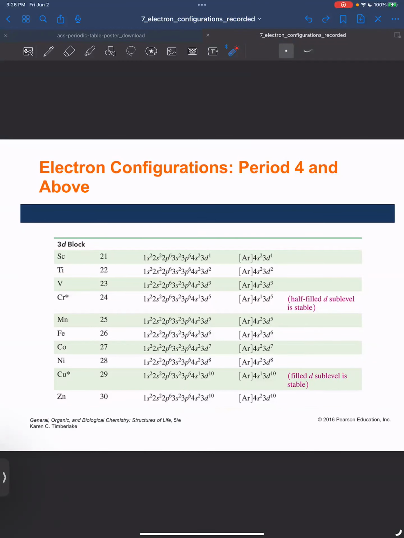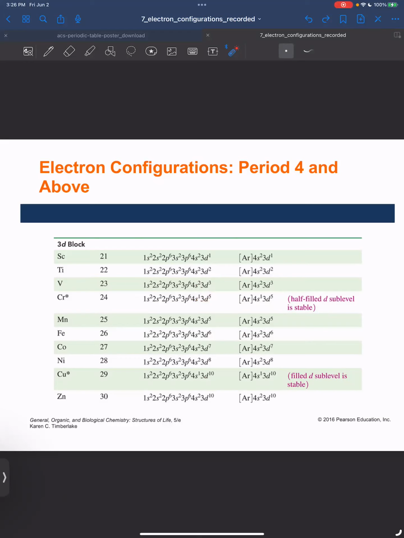Now there are exceptions to the rule, because you'll notice that for titanium, we fill up 4s2 and then 3d2. Vanadium is 4s2, 3d3. But chromium and copper are exceptions to the rule. Like I said, there are definitely exceptions with these transition elements. Copper and chromium are the ones we cover in this class, where the 4s is not full. It is not 4s2, but rather it's 4s1, 3d5. And copper is 4s1, 3d10.